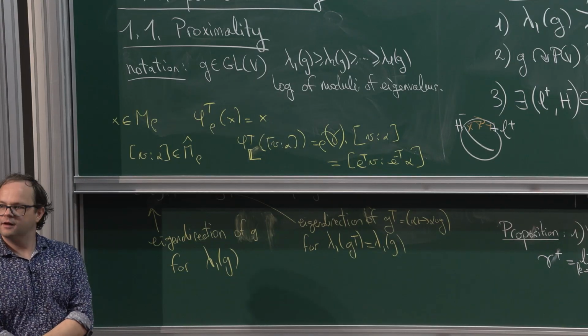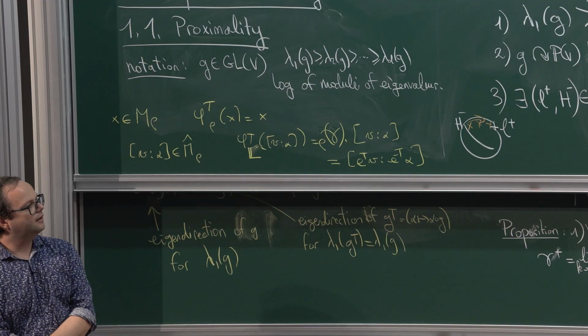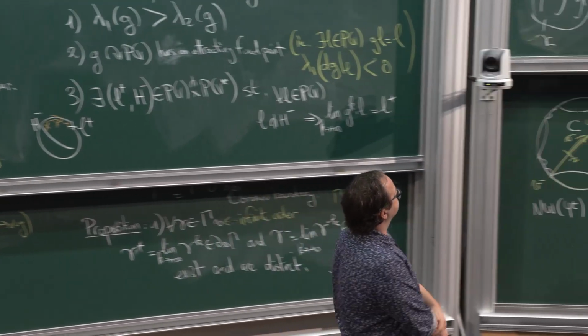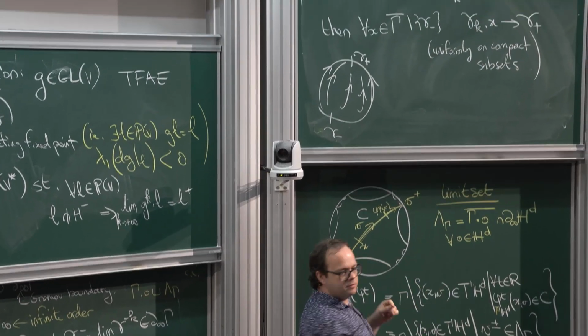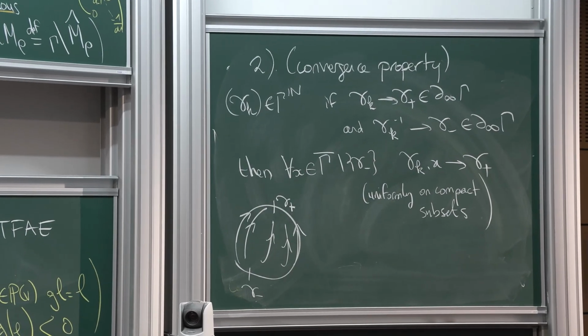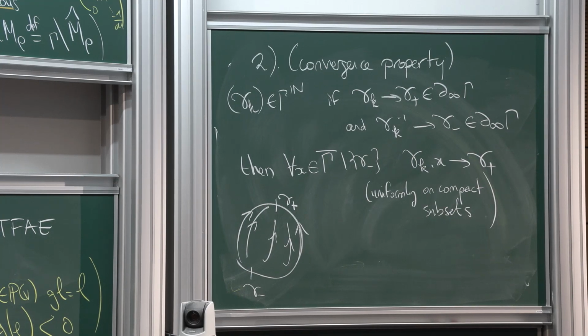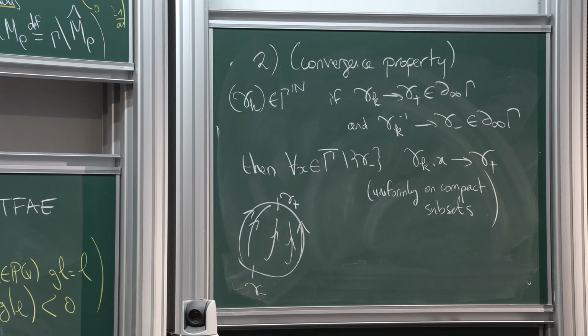One more quick question. Just what do you mean by gamma k goes from x to gamma plus? So that's the whole thing, x could be either in the group gamma or in the boundary. Right, it's in the compactification of gamma. So the whole thing is that there's a topology on gamma on this compactification, right?